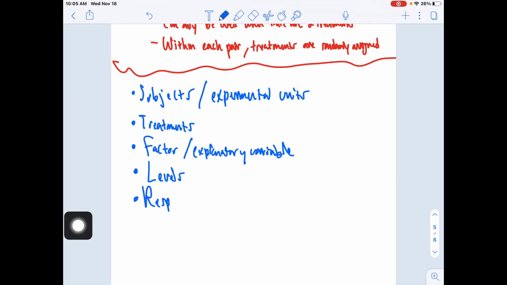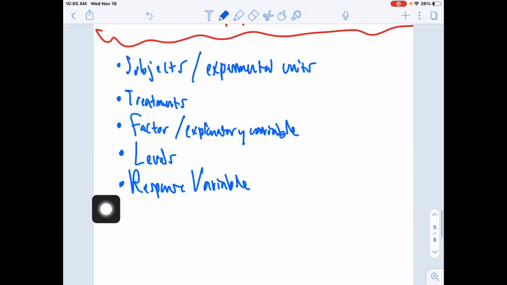Response variable is what it is that we're studying after the experiment. So in our little sleep study here, the response variable is the quality of sleep they got. Maybe we're studying how many hours of REM sleep they got or something like that. This is at the end: what are we looking at? What are we comparing between the subjects?